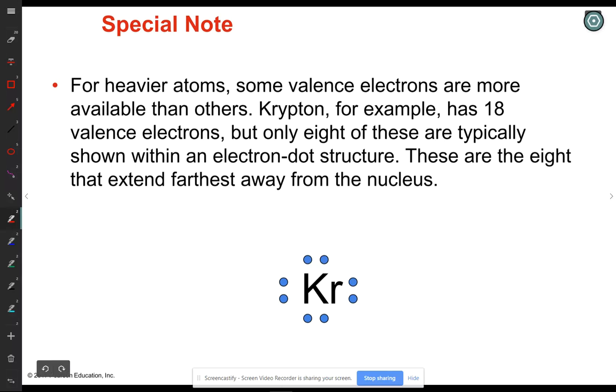So Krypton, it is a noble gas. It has 18 valence electrons, but only 8 are typically shown. Remember, I said that a number of times. So we only have 8 shown. We don't show the other 10.